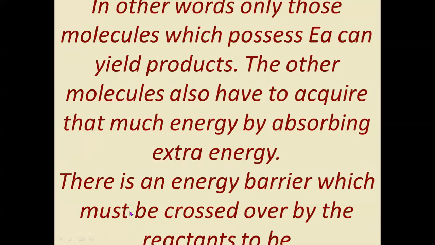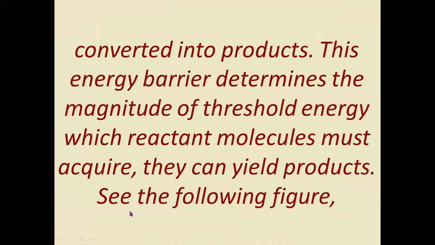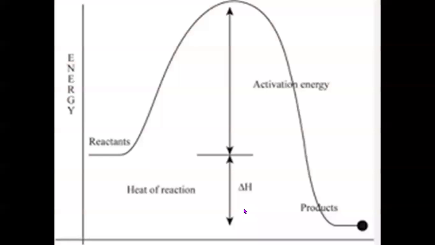There is an energy barrier which must be crossed over by the reactants to be converted into product. So always there is some energy barrier for reactants which the molecules of reactant have to cross to form the product. Otherwise they will again convert back into reactants. This energy barrier determines the magnitude of threshold energy which reactant molecules must acquire so they can yield product. See the following figure.